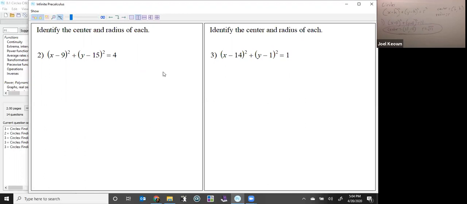These are the next 2 problems. If you want to pause the video, you can, and I'm going to show you the answers. All right, so the answers to 2 and 3 are 9, 15, radius of 2, the square root of 4 is 2. And here, 14, 1, and the radius of 1, the square root of 1 is 1.